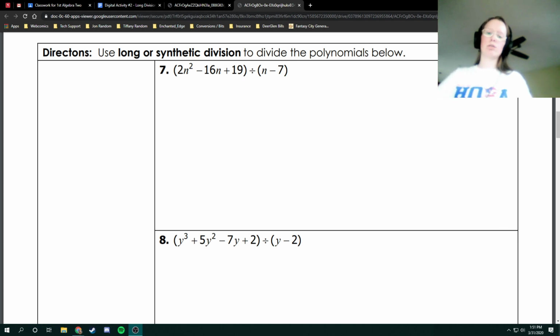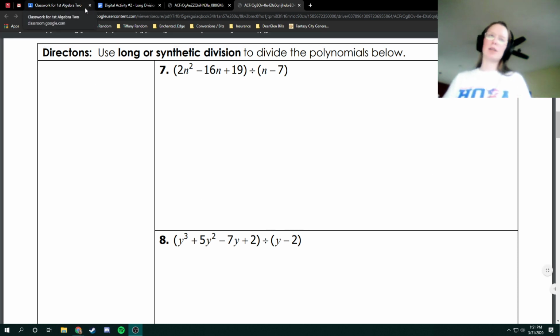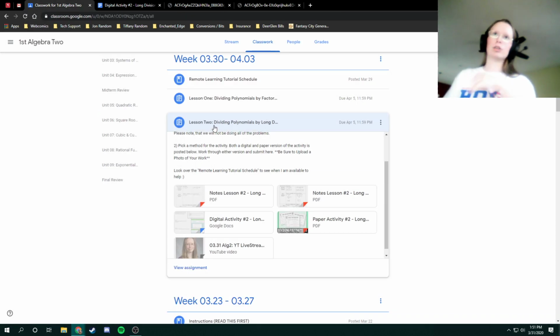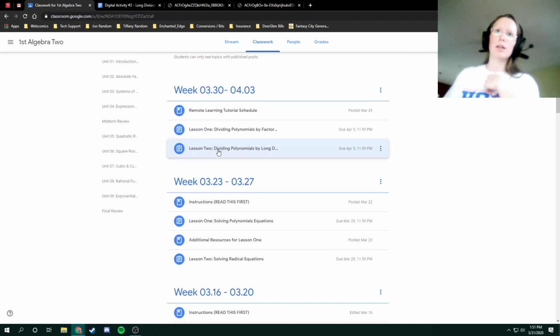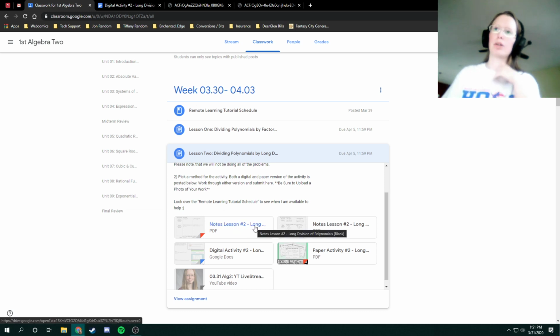Okay, so here are our notes for today over long division. I'm going to start off by talking through the activity, the assignment, and how to access the different materials. Alright, so here on Google Classroom, Lesson 2, Dividing Polynomials by Long Division is what we're going to look at today. There's a blank copy of the notes that I'll be working through, as well as a pre-filled in copy.